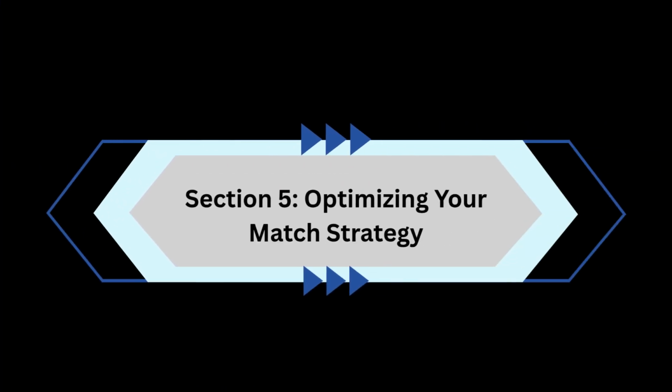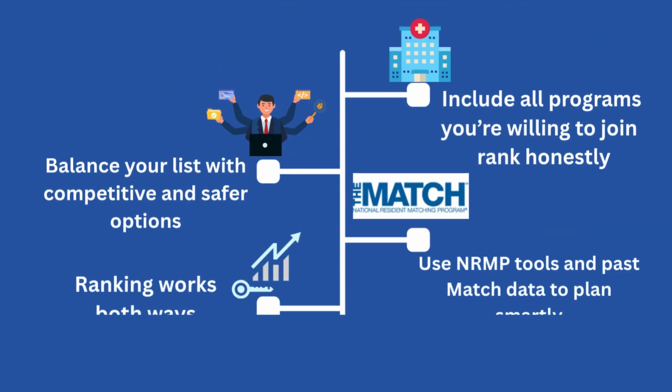Section 5. Optimizing your match strategy. Don't leave out programs you'd be willing to attend. Because the system favors applicants, you should rank based on where you truly want to go. Consider program competitiveness when building your list. Use tools like NRMP's ROLA Builder and past match data. Ranking has no effect unless the program also ranks you. You can't increase your chances by flattering a program with a high position on your ROL unless they have also put you in their rank order list.